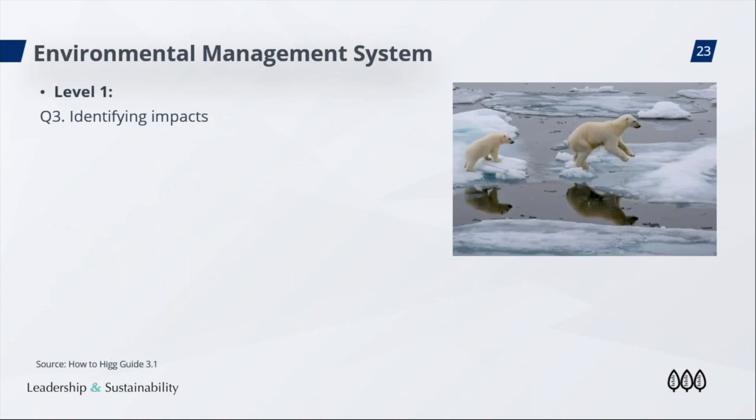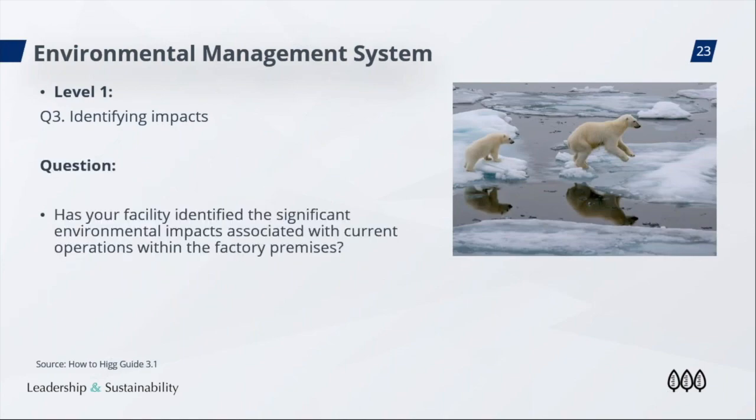And the next question, question 3, is about identifying impacts. Has your facility identified the significant environmental impacts associated with current operations within the factory premises? And for facilities that have something to show here, we often see 2 types of reports. One report type is from the environmental impact assessment done when building the factory. This usually describes the impact on the environment, like wastewater impact, etc.